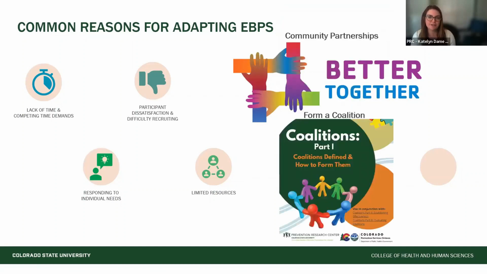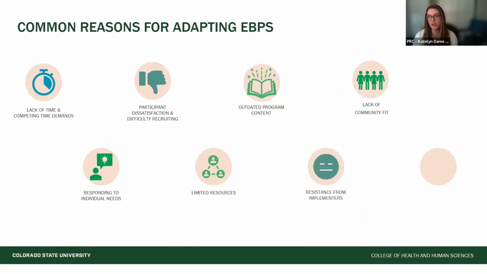Or you may also consider working with or forming a local coalition. And if you do consider doing this, we have also created several different research to practice tools on this that are housed on the implementation toolbox. Resistance from program implementers is another thing commonly associated with program adaptations. And alongside this is difficulty finding adequate staff.